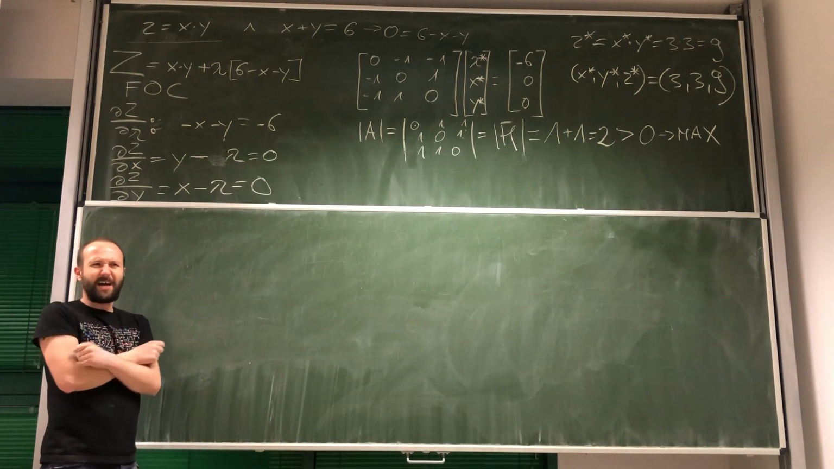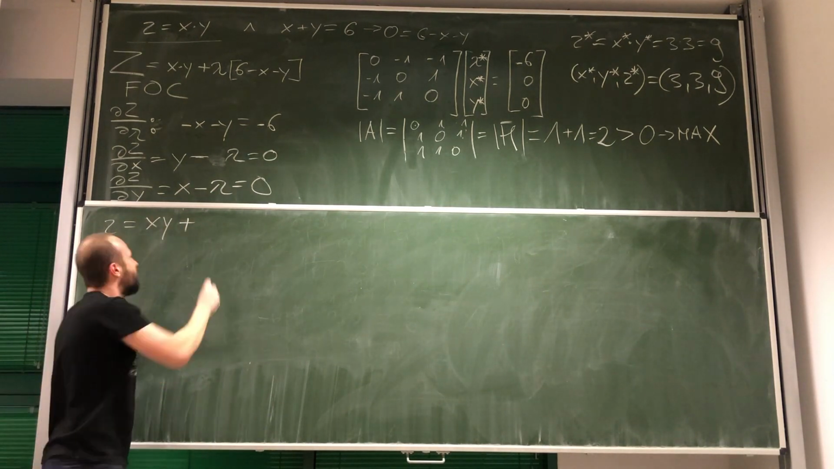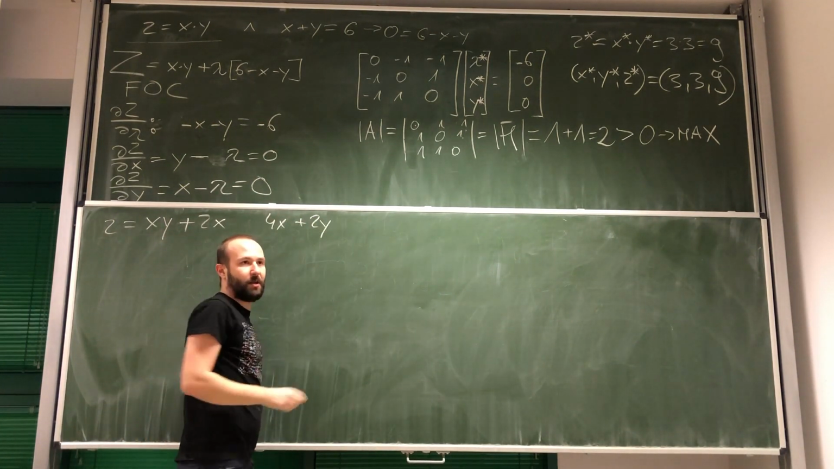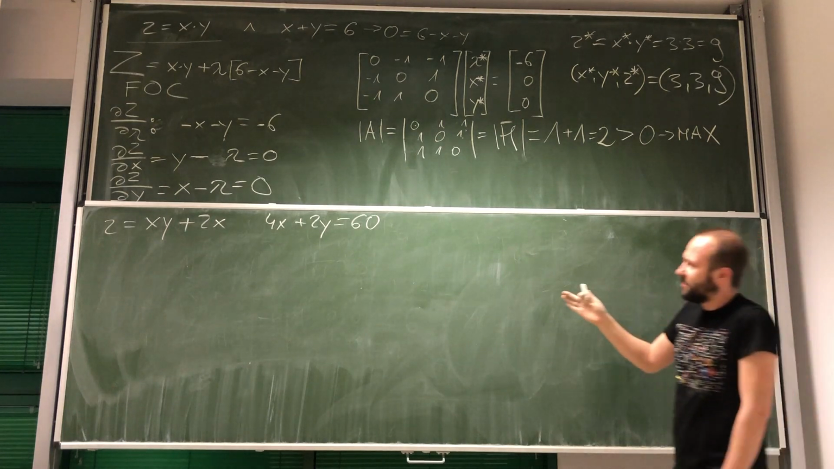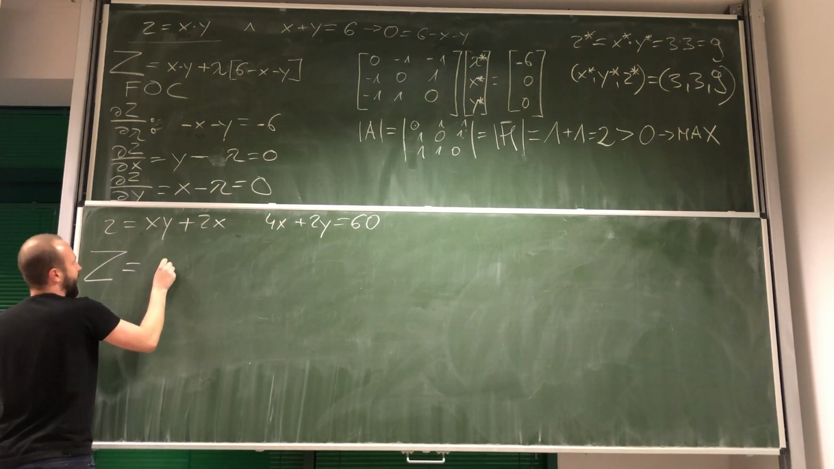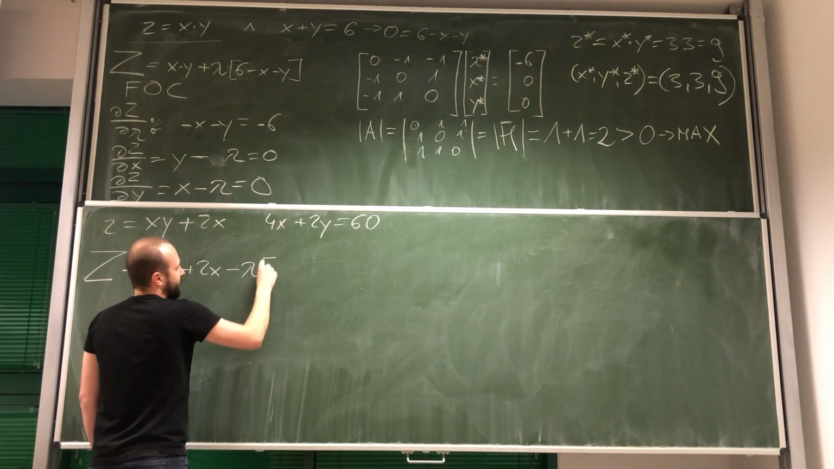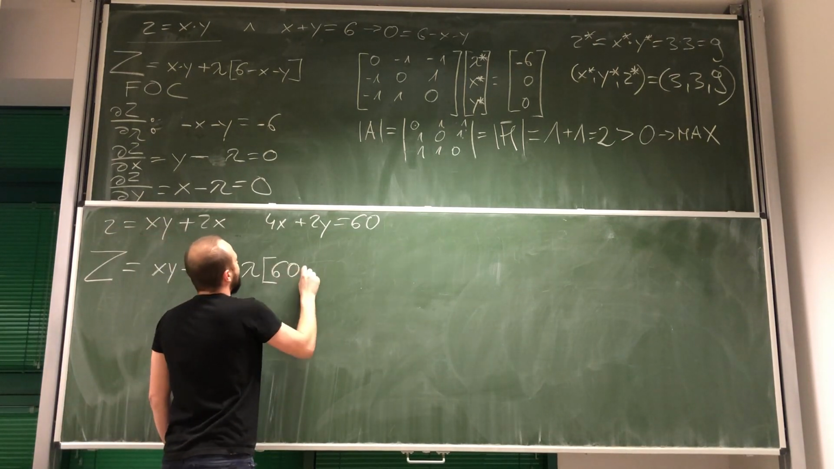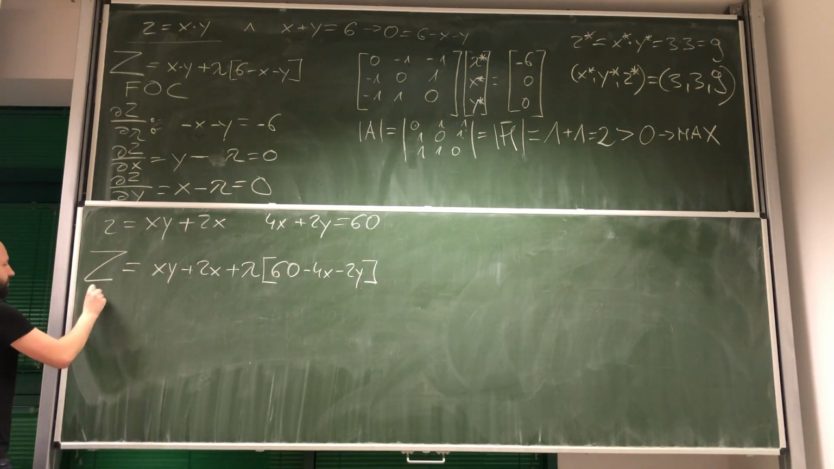Okay, so now we've got z equals x times y plus 2x, and our constraint is 4x plus 2y equals 60. Again, we start by writing down the Lagrange function, so big Z. We repeat this, x times y plus 2x, then we add lambda times 60 minus 4x minus 2y, and we move to the first order condition.